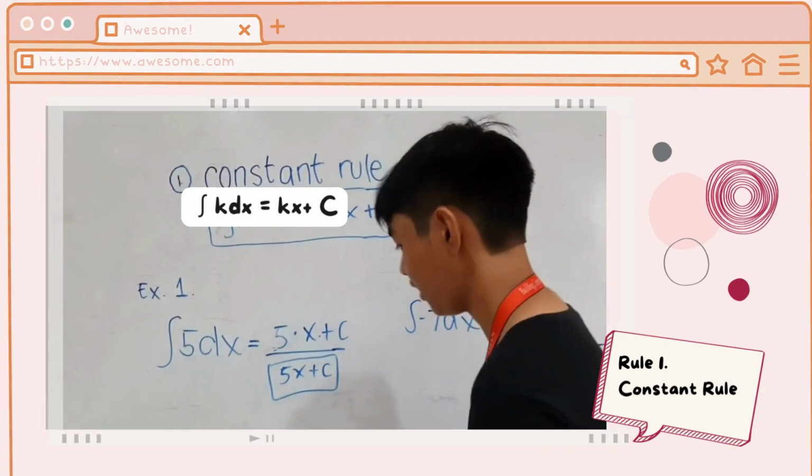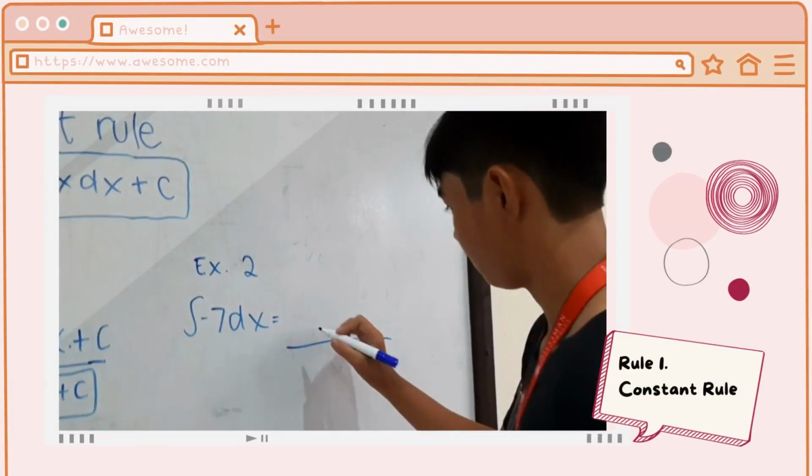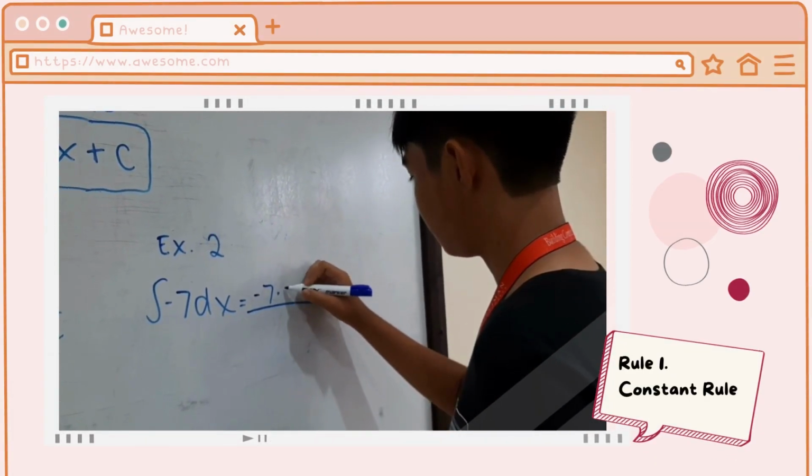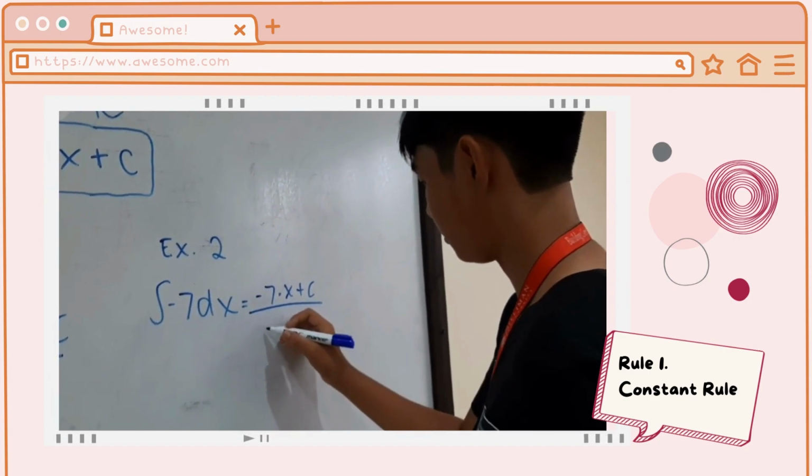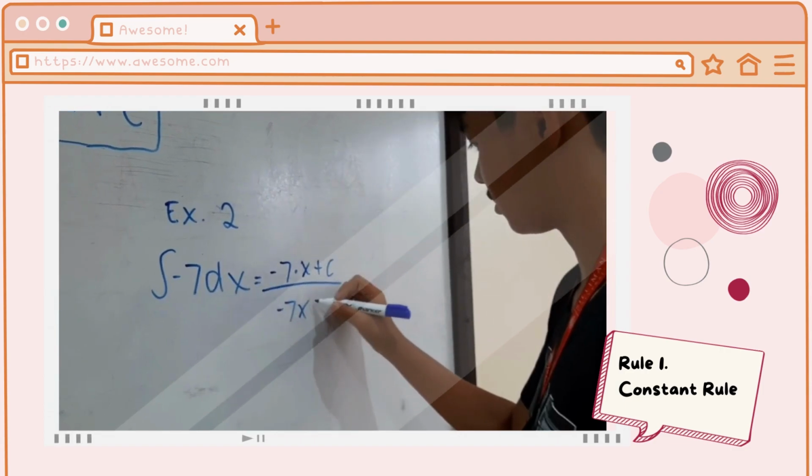It's that easy. Okay, for the second example, we're gonna do the same. Negative 7 times x plus c. And then we simplify it. Negative 7x plus c.